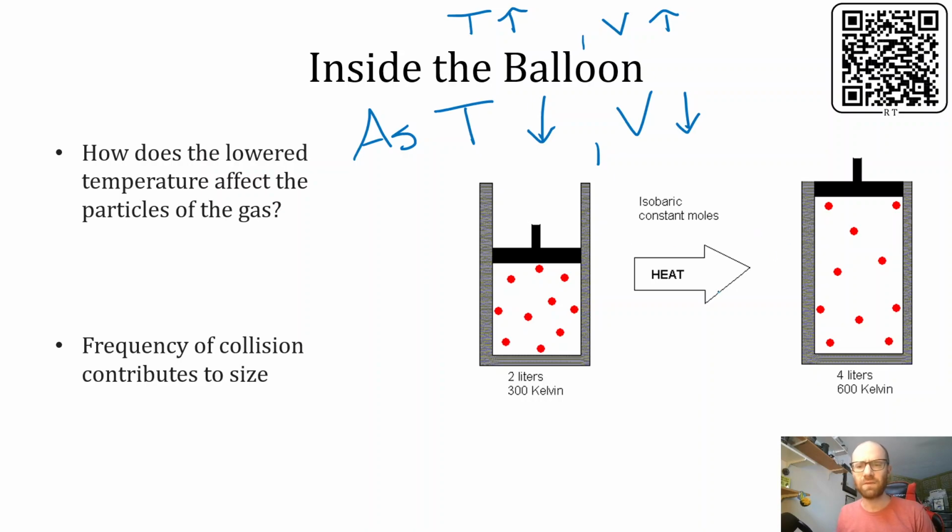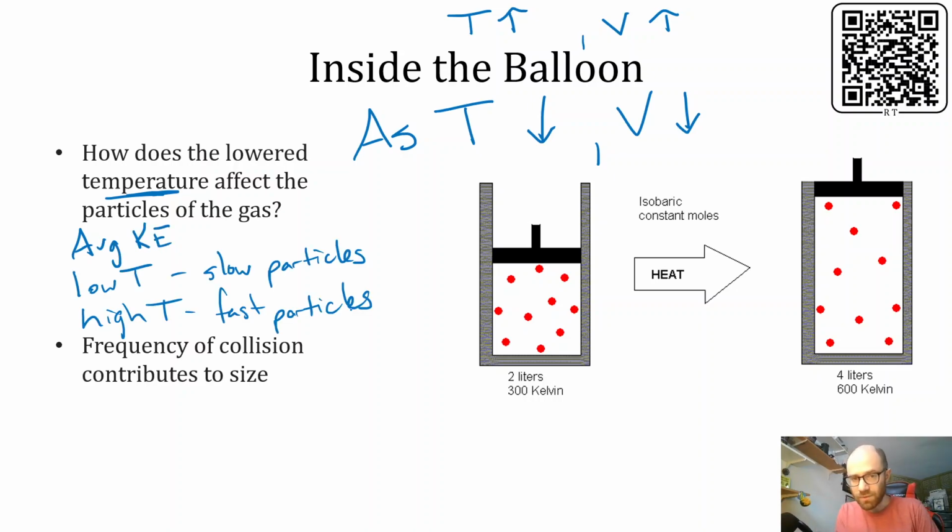And looking at this from a macroscopic scale, this could make sense. How does the lower temperature affect the particles? Well, we know that temperature is average kinetic energy. And so at a low temperature, they move slow. At a high temperature, they move fast. And as long as you have this container that can move, this piston that can move up and down, and you're not adding or removing any pressure, the volume is allowed to change. And so faster particles will take up more space and slower particles will take up less space.